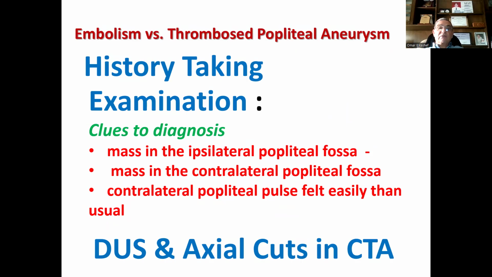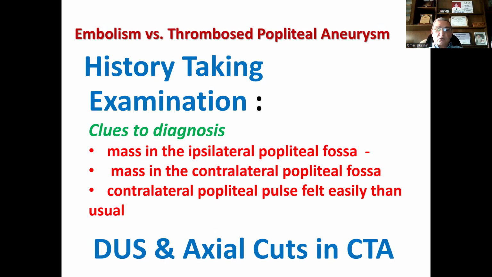So what are the clues to diagnosis? You find a mass in the ipsilateral popliteal fossa, a mass in the contralateral popliteal fossa, a pulsatile mass, of course. So a pulsatile mass in the ipsilateral popliteal fossa, a pulsatile mass in the contralateral popliteal fossa, and the contralateral popliteal pulse felt more easily than usual.